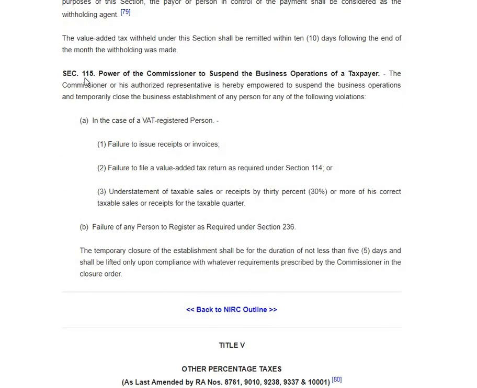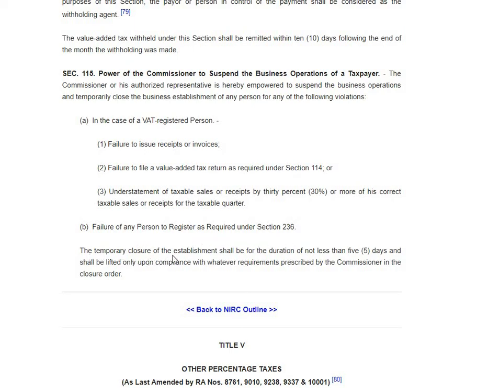And you remember this, section 115, okay? Power of the commissioner to suspend the business operation of a taxpayer. You might be closed down by your RDO. If what? If you're a VAT registered person and you fail to issue receipts or invoices, or you fail to file your VAT return as required in section 114, or there is an understatement of taxable sales or receipts by 30% or more of its correct taxable sales, and failure of any person to register as required under section 236.